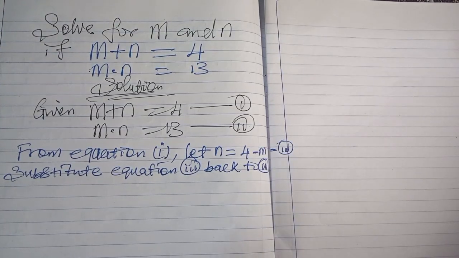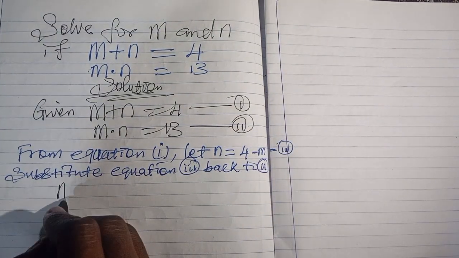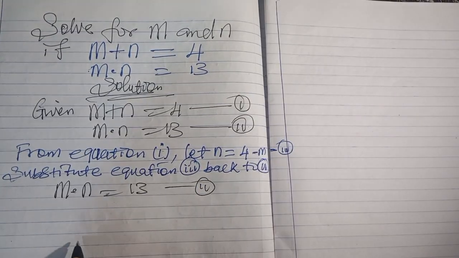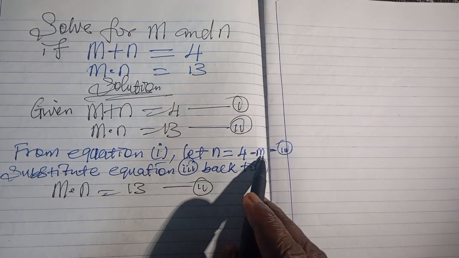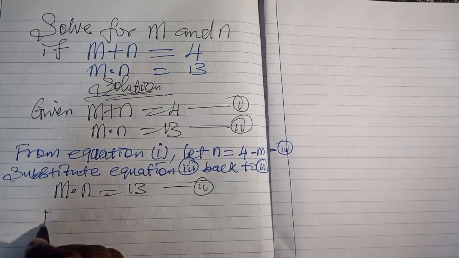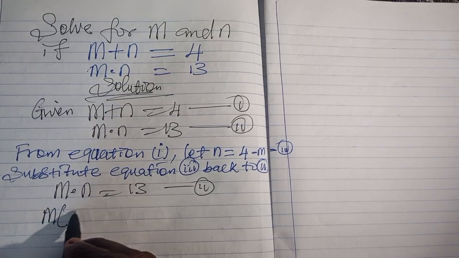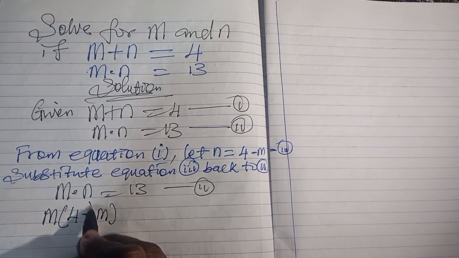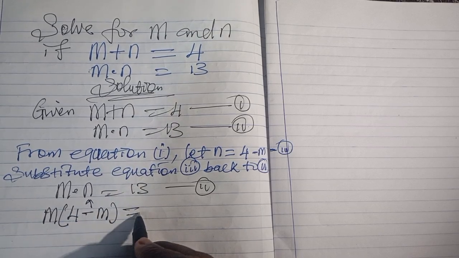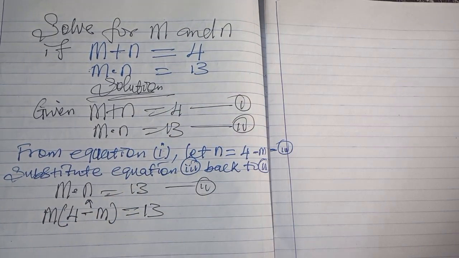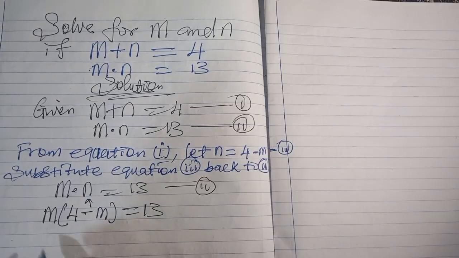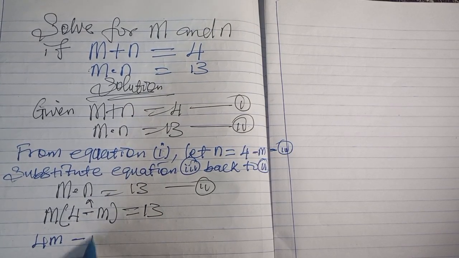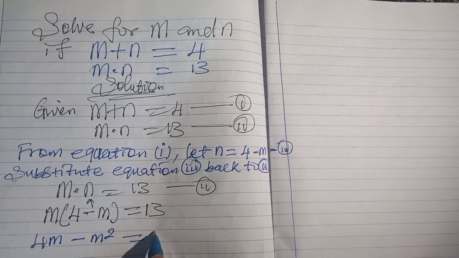We can now have m multiplied by n as 13. Remember, this is equation 2. But our n now is 4 minus m. So I will have here m bracket, this is our n, which is 4 minus m, equals 13. Opening the bracket, I will have m times 4 is 4m minus m squared. This will give us 13.